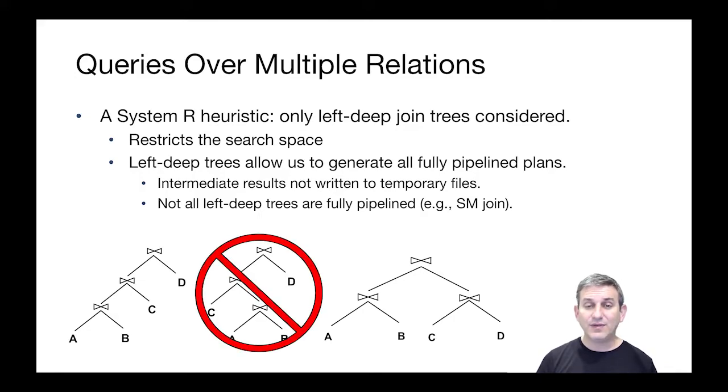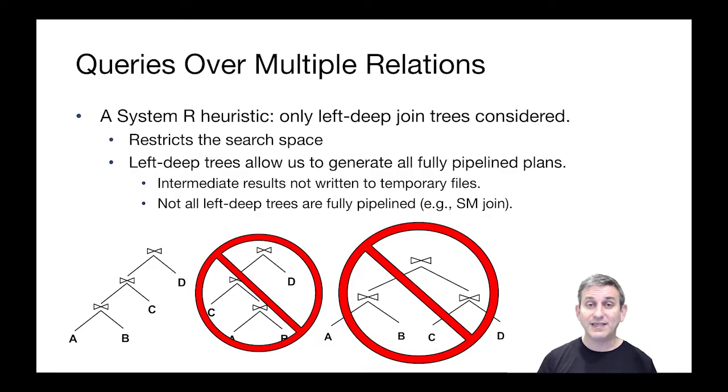On the right-hand side, we have something which is often called a bushy tree, in which we have entirely independent subtrees. These subtrees could be computed in parallel on two different machines. So you could join A with B while you're joining C with D. But then the outputs have to be materialized and then joined again separately. And so again, not very pipelining friendly, and so discarded from the System R optimization space.